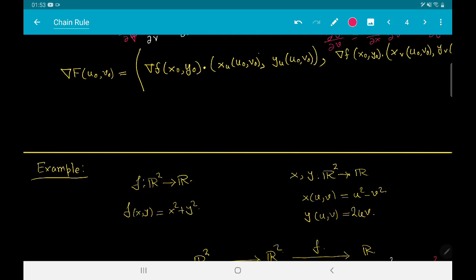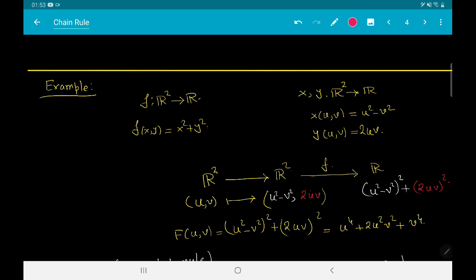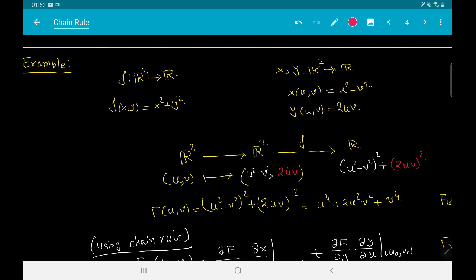Now let me just illustrate this with an example. As before, I have taken this function f of (x, y) from R2 to R as x square plus y square, and I have this white map and the green map.